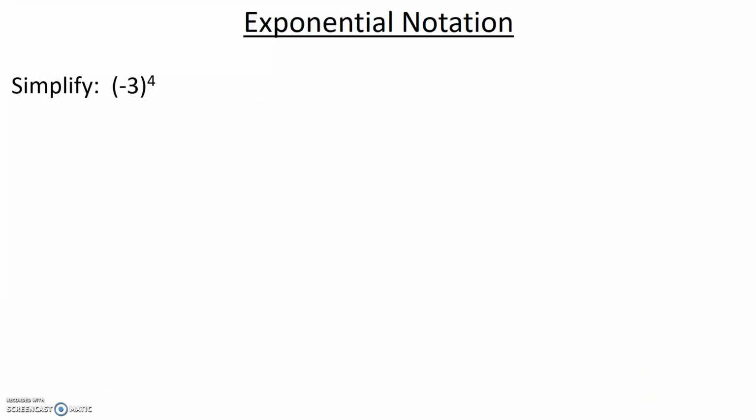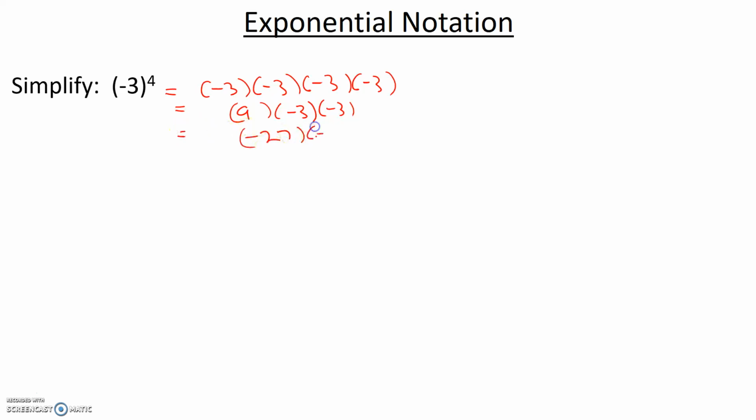Let's simplify negative 3 to the 4th. Since negative 3 is in parentheses and it's being multiplied 4 times, we will rewrite this as the base negative 3 to the 4th power, which means it's multiplied 4 times. Now using our rules for multiplication going left to right, negative 3 times negative 3 is 9, times negative 3 times negative 3. 9 times negative 3 is negative 27, and negative 27 times negative 3 equals positive 81.